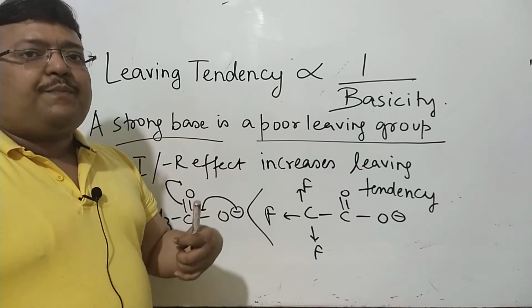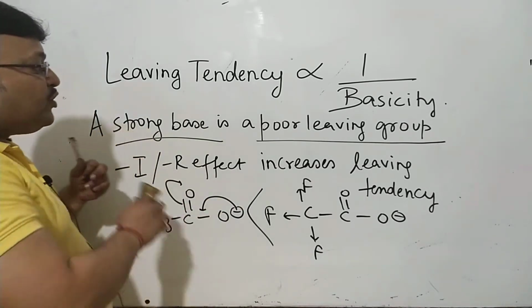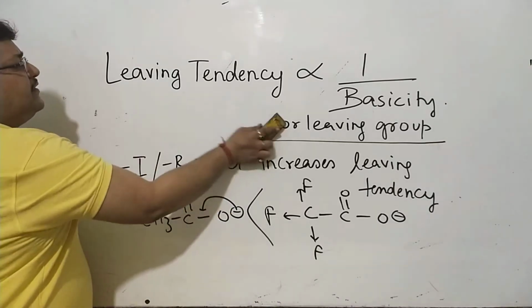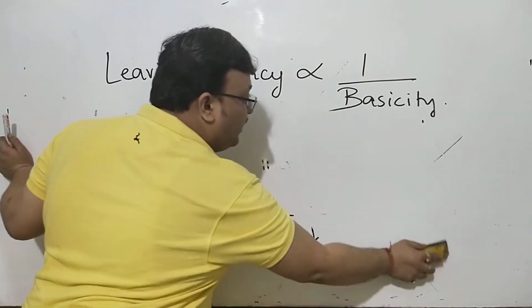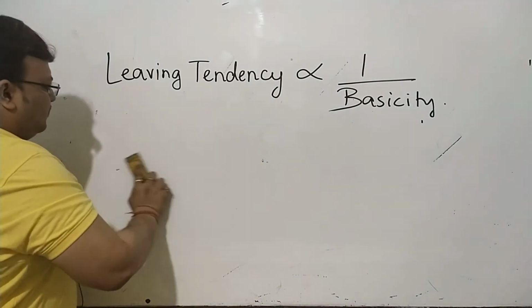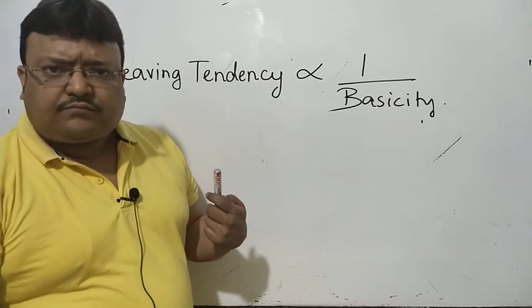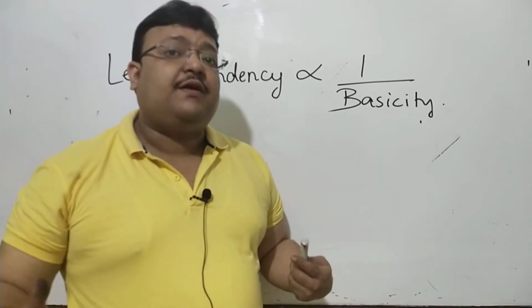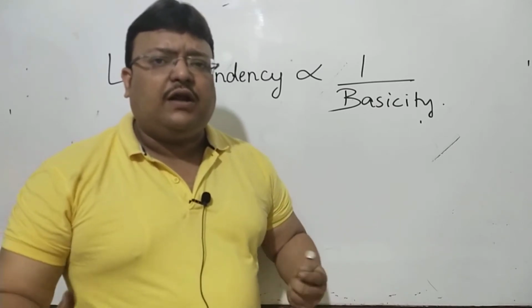Again, for a group to be a good leaving group, it needs to be stable. You need to copy all of this. You can pause the video and copy this. But as I told you, fundamentally, a good leaving group needs to be stable. And naturally, very stable molecules, very stable compounds are going to be very good leaving groups.